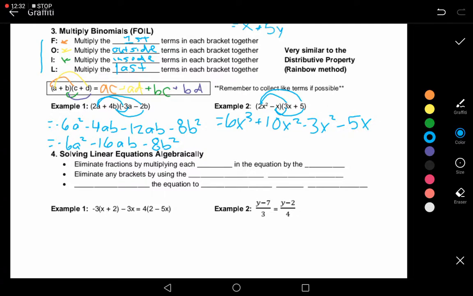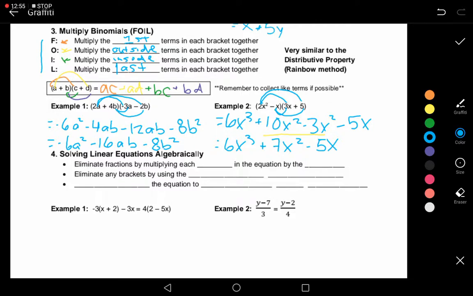Okay, so again, we can see that we actually have like terms here. We have 2 x squared terms, so we can simplify that a bit further. So we have 6x to the power of 3. 10 minus 3 is 7. Don't forget to write out that x squared minus 5x. And now we are fully simplified.